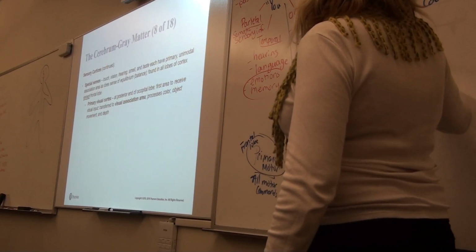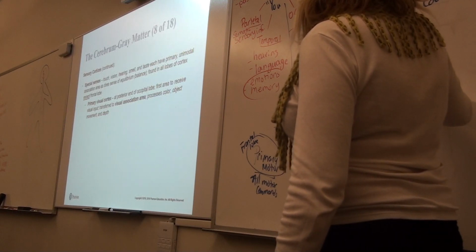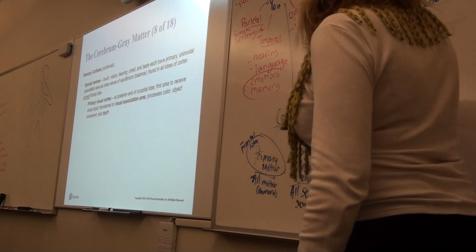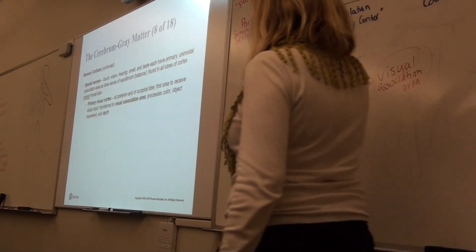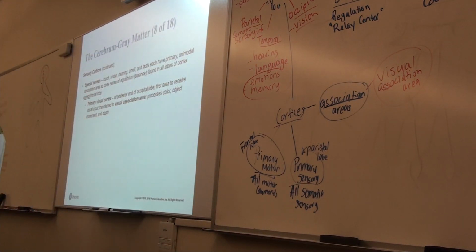chart here. Visual. Right, this is just interpreting vision. Right, this is putting the colors together. This is naming the object, recognizing the face, right? Visual association.